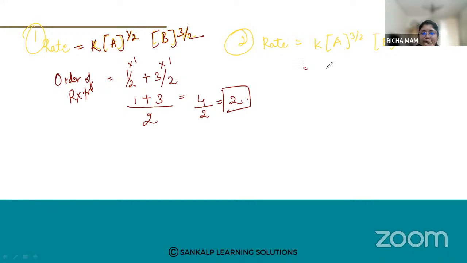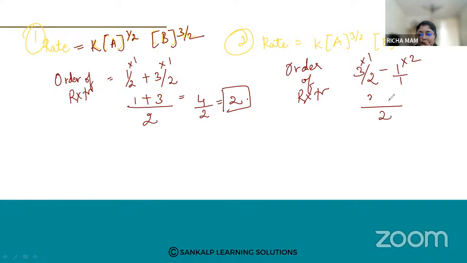Now the second one, calculate the order of reaction. Yes, anybody? Okay, 2.5. Let's see. This is minus 1. If you take the common denominator 2, then 3 by 2 and minus 2 by 2. So 3 minus 2 is 1, so it is 1 by 2. It is half. Yes, the second one is half. Very good. It is half or it is 0.5.